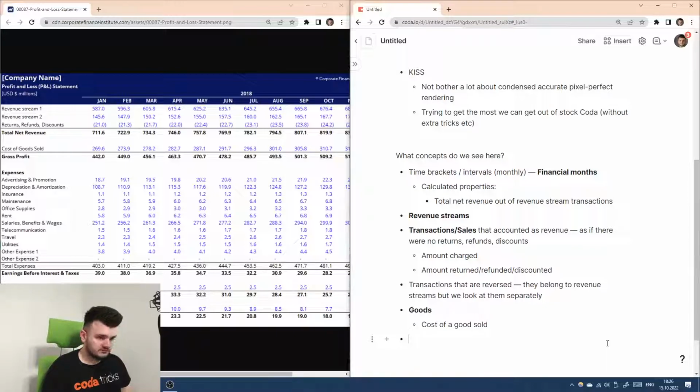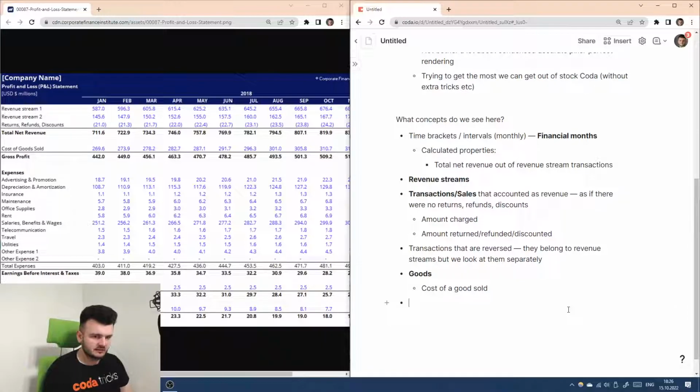Expenses. Okay, we have expenses and we have different expense categories. Because we have each fact of expense. We just spent like $5,000 on advertising. We just spent $3,000 on promotion, but both of these belong to the expense category of advertising and promotion, and they are aggregated under that category.